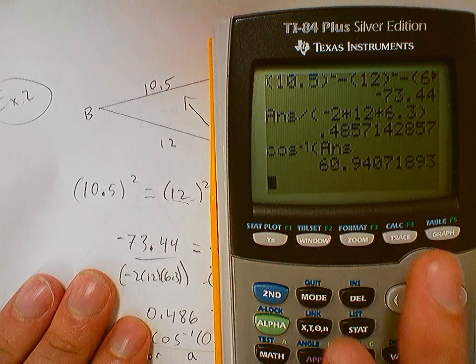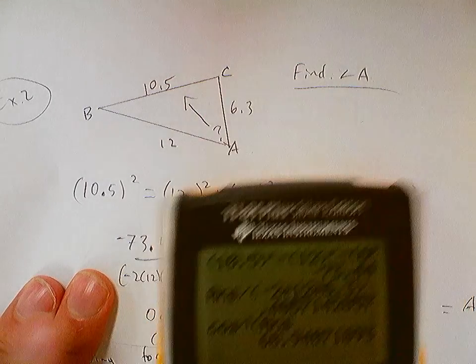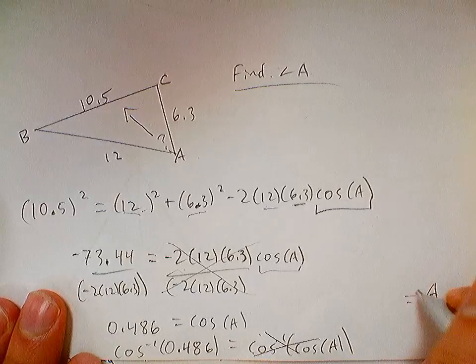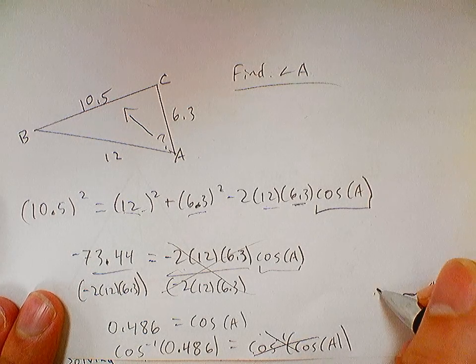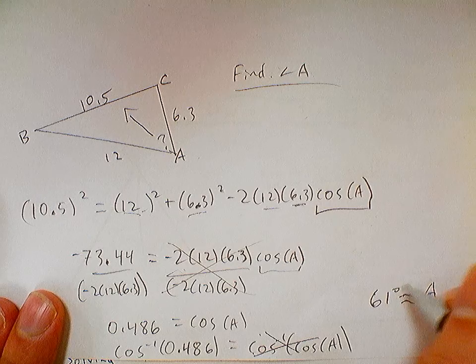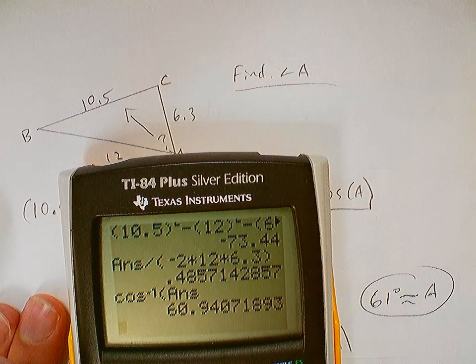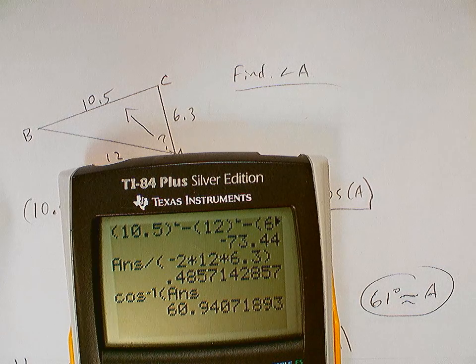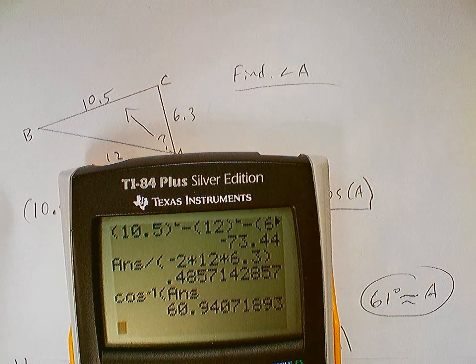So it looks like it's about 60.94. When you get to the online practice, it's going to ask you to round to the nearest degree. So this would round to 61 degrees. Again, when you get to the online practice, it's going to ask you to round to the nearest degree, so in this case, round up to 61 degrees.